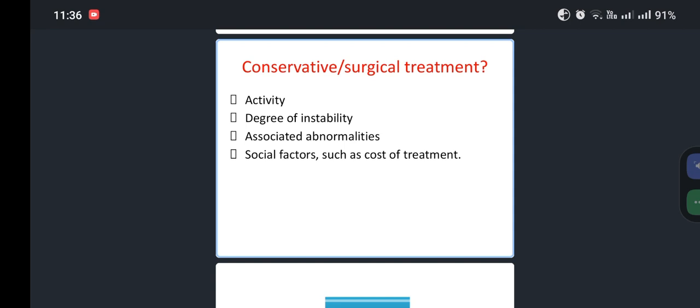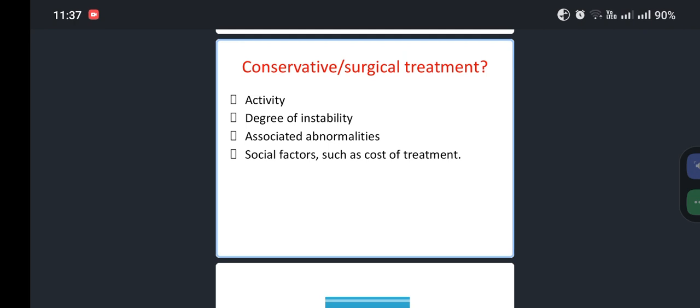Which means a sedentary individual can opt for conservative management if the tear is grade 1 or grade 2. A sport-specific person cannot go for conservative treatment, as the instability of the knee joint may persist, which may destroy the sport-specific person's career. So a sedentary individual can go for conservative management, and the sport-specific person should go for operative or arthroscopic repair of the ACL.